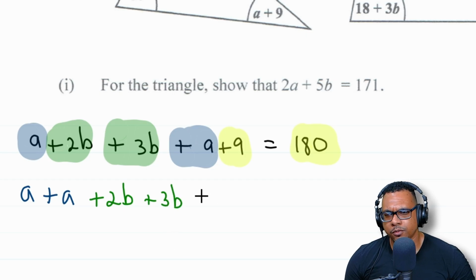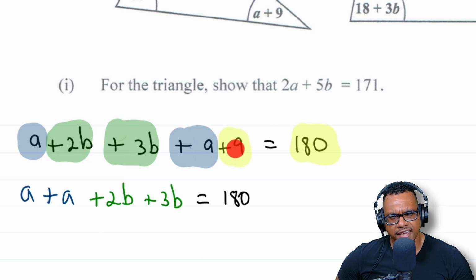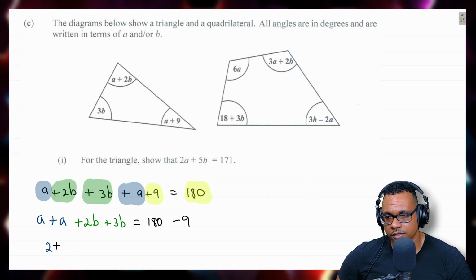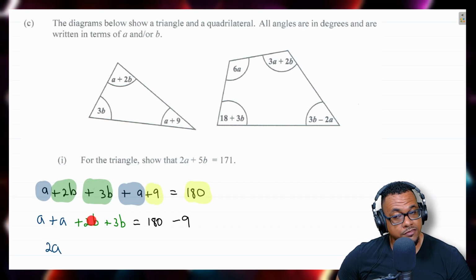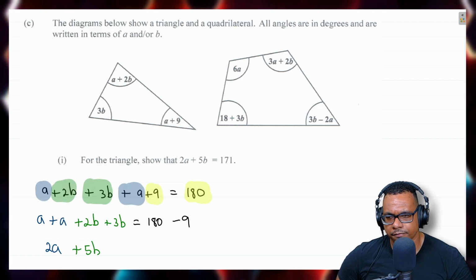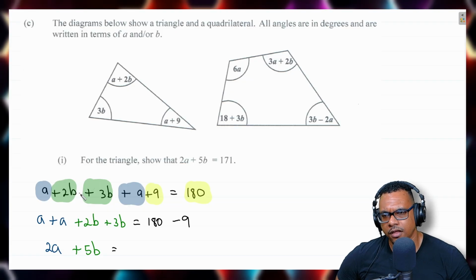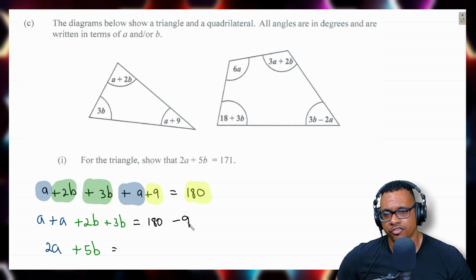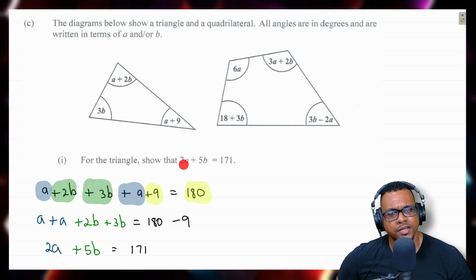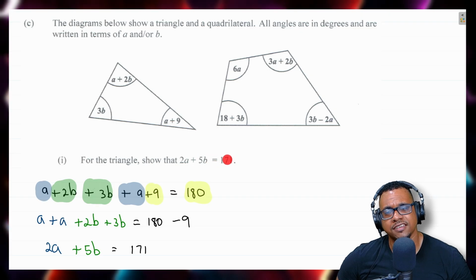And now what I'll do is put the equal sign here, put the 180. And I'll transfer this positive 9 across the equal sign and it turns to negative 9. So I'll have negative 9 here. So now let's simplify. A plus A is 2A, so we get 2A here. Then we have positive 2B plus 3B, that's positive 5B. And that'll be equal to, and of course 180 take away 9 is 171. So we'll have 171, and that's exactly what they have here: 2A plus 5B is equal to 171.